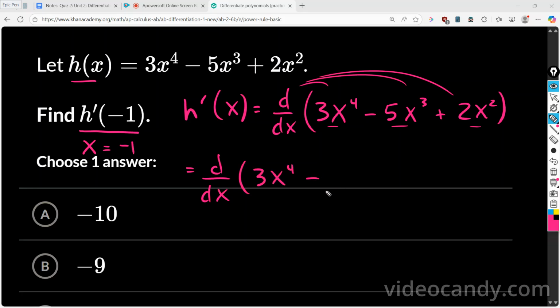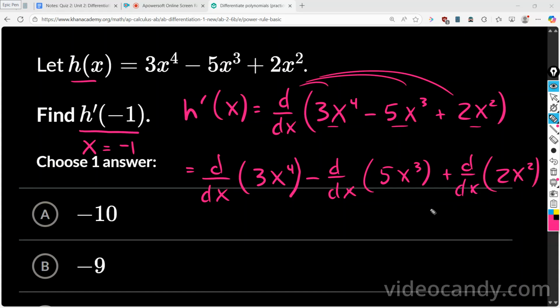minus, right here, close that up, minus the derivative of 5x to the 3rd. I already included the minus sign. Plus the derivative of d dx, the derivative of 2x squared. All right, so you want to take the derivative of each one.